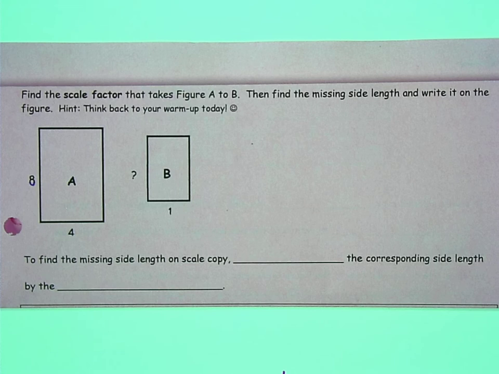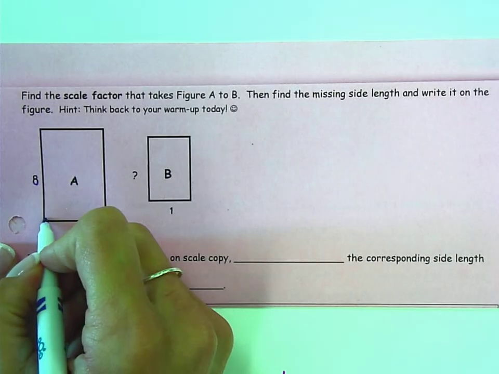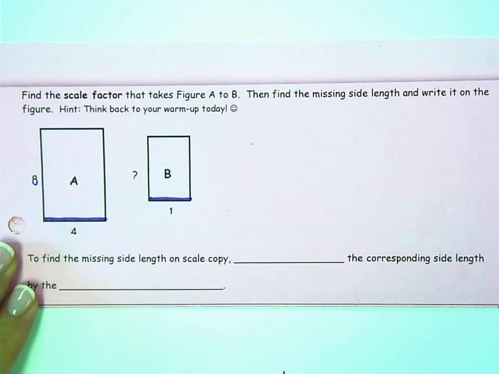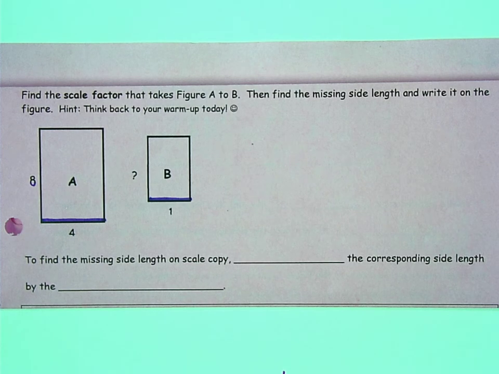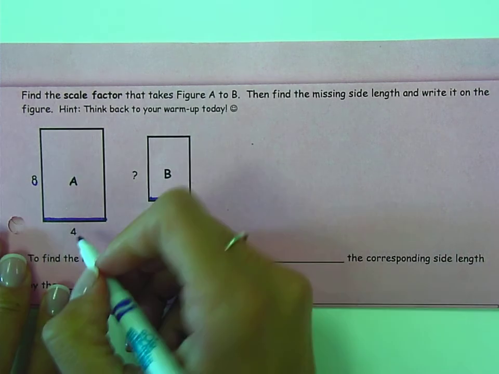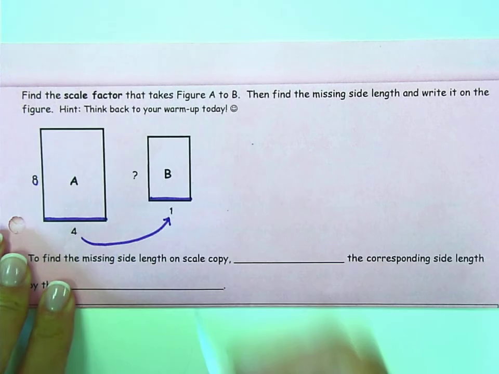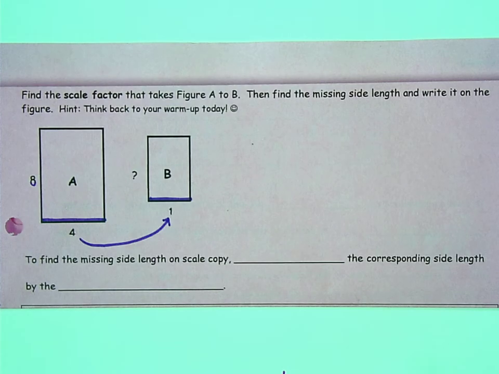Now let's take a look at using the scale factor to find missing side lengths in a figure. So in this case, we are given one set of side lengths for corresponding sides, and we're given 4, and we are given 1. So first thing we need to do here is find our scale factor. And again, the scale factor is the number that we're going to multiply the side lengths by in our original figure to find the side length in our copy.